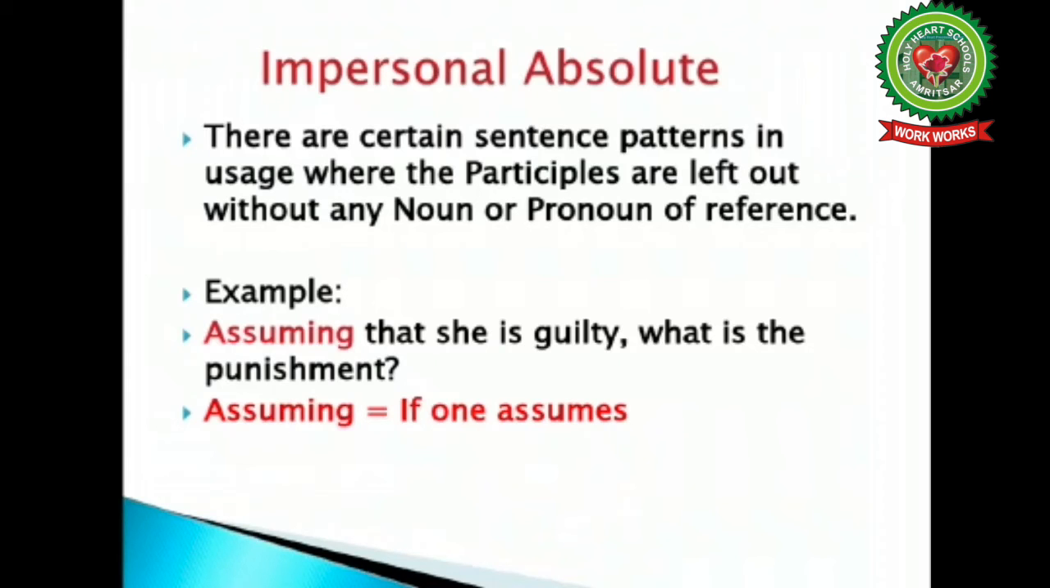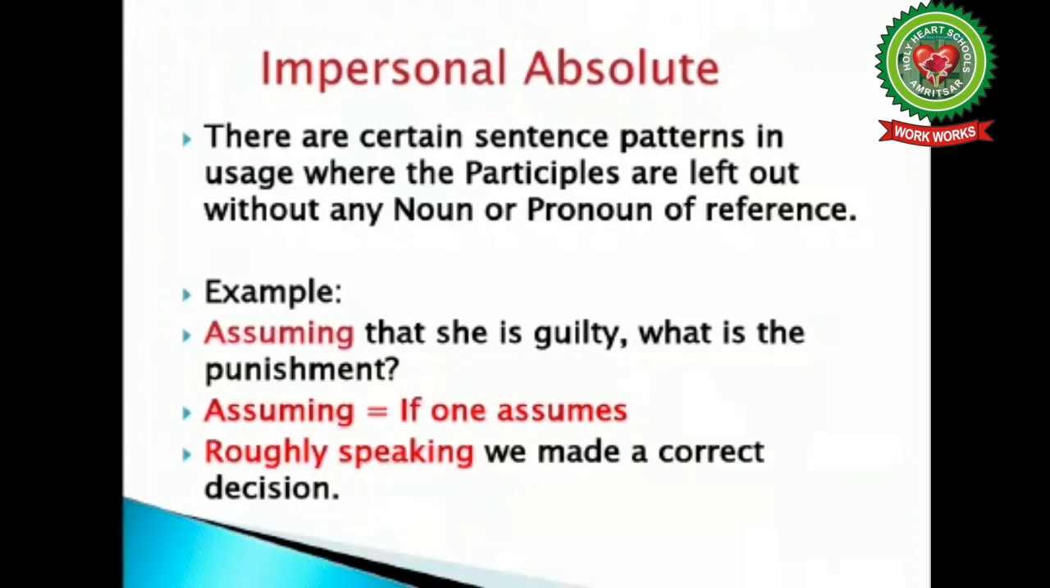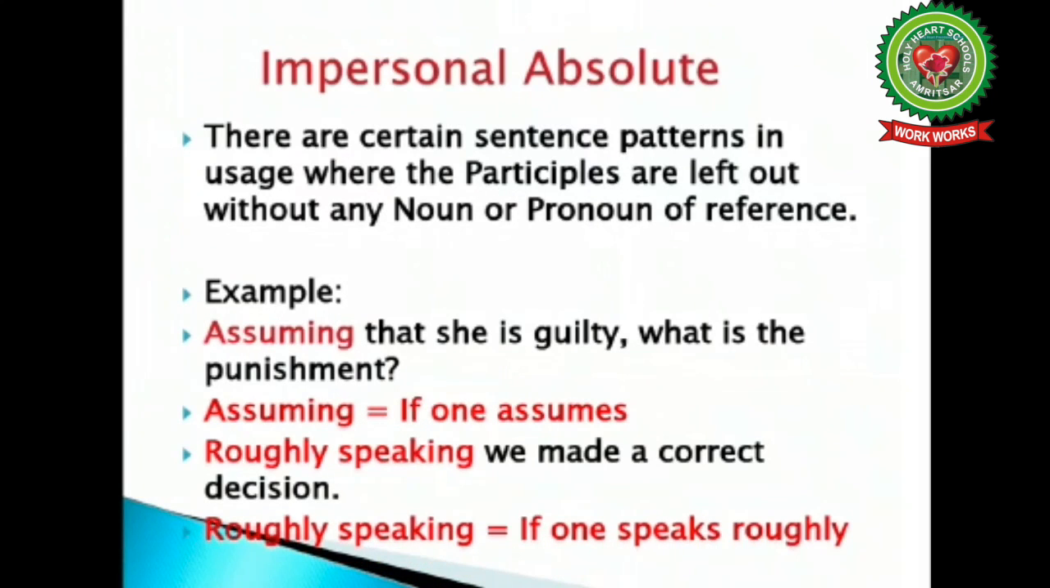Let us consider another example. Roughly speaking, we made a correct decision. Who is doing the action of speaking? It is done by some person. In other words, roughly speaking means if one speaks roughly. So, we can omit the noun or pronoun that refers to the person who is doing the task of speaking. And we can simply say, if one speaks roughly.